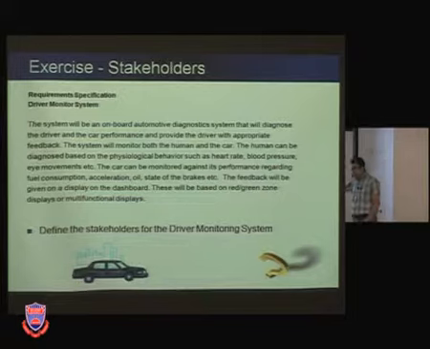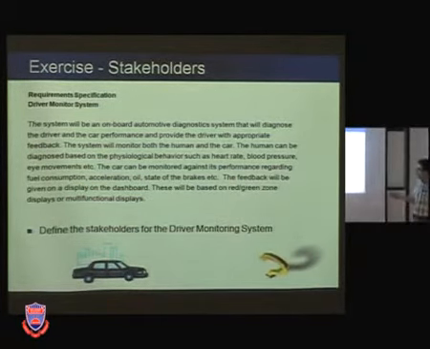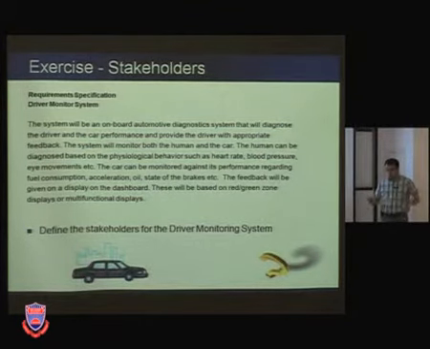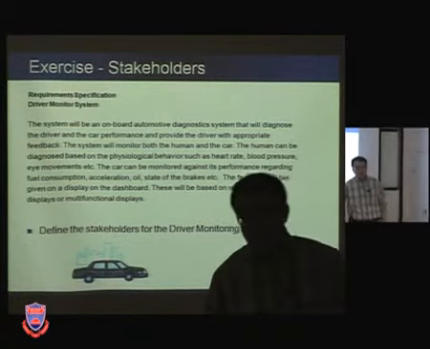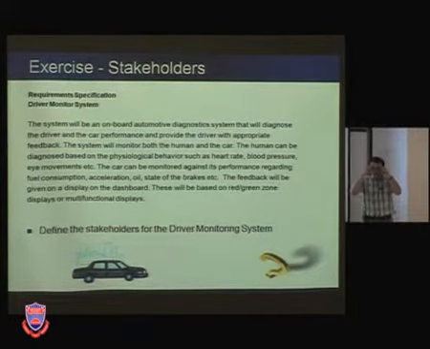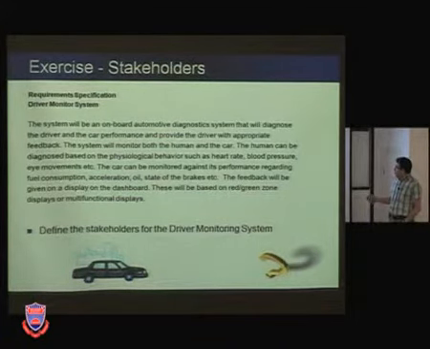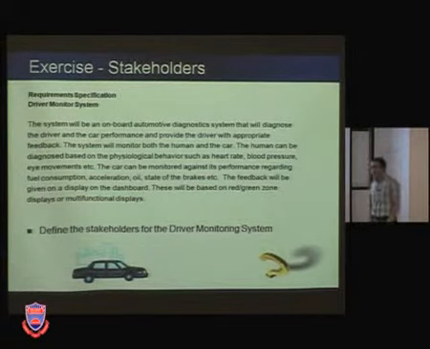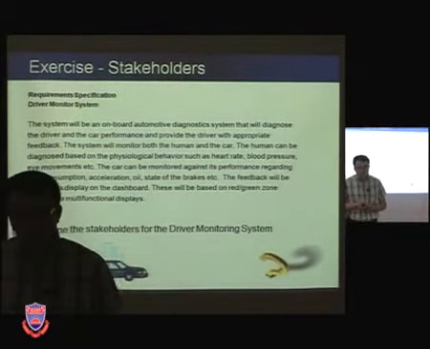Based on the observation, the system observes the driver and the car. Feedback is given on a display on the dashboard. You see, you have high blood pressure, so you have to stop. Or your eyes are closing. You are sleeping, right? It gives an alert. The feedback can be based on red, green zone displays or multifunctional displays. So design the architecture for this system.